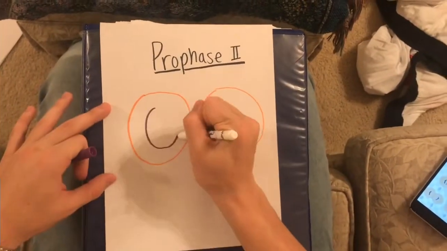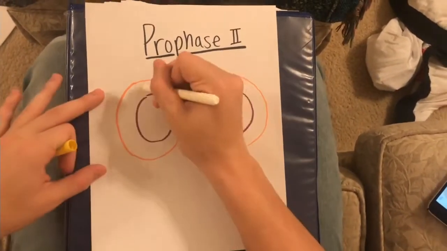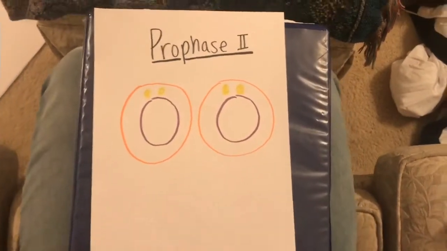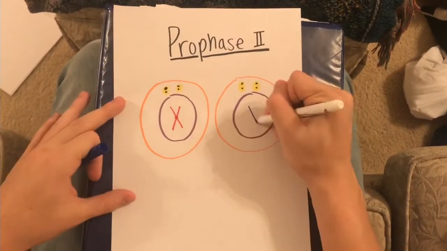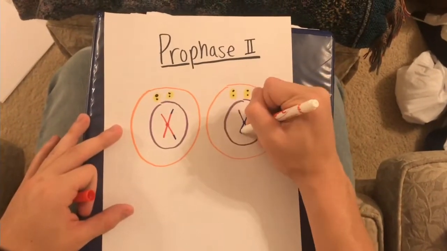Now we are to the second set of cell divisions in meiosis. Prophase 2 is the first part of meiosis 2. In prophase 2, there are 2 daughter cells.